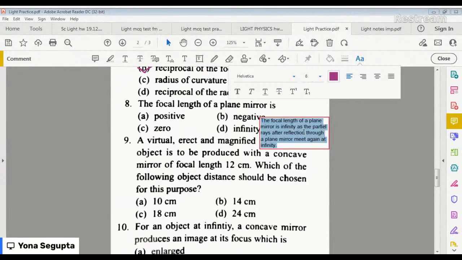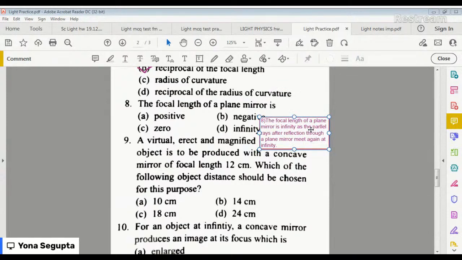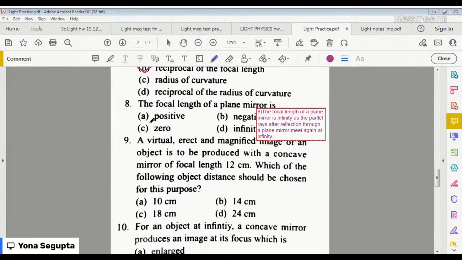I hope you can all see it. Write down, this is number 8 here. So this is the answer. I will show again at the last what are the answers. It is infinite here.